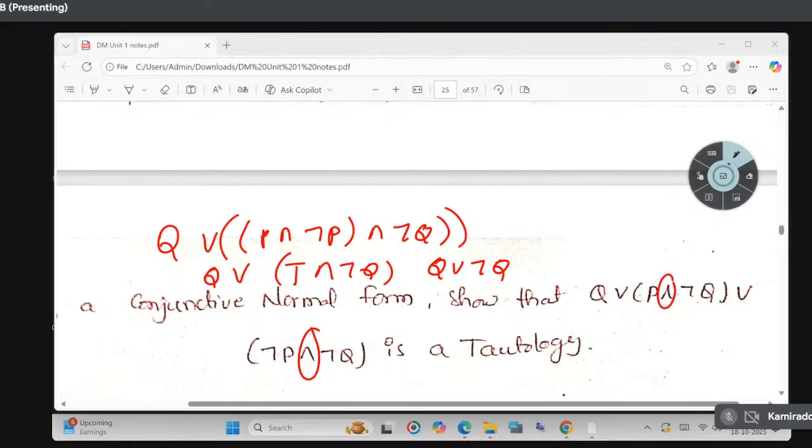Tautology. Did it come or not? Why are you thinking so much about it? So first check whether you are having any common terms or not. If you are having common terms, first take them out, then go for simplification. Don't create conflict. Okay. So which is equal to T. Close.